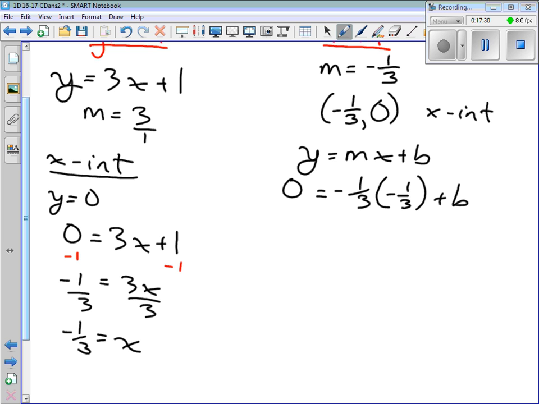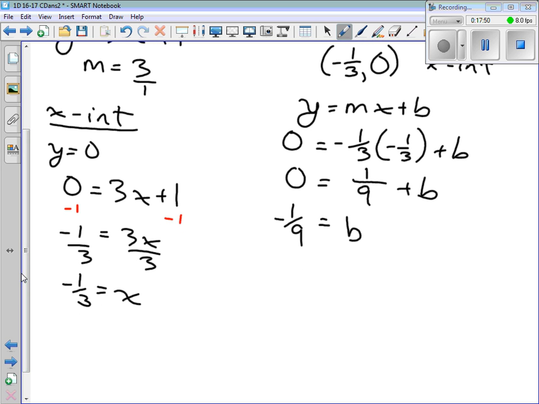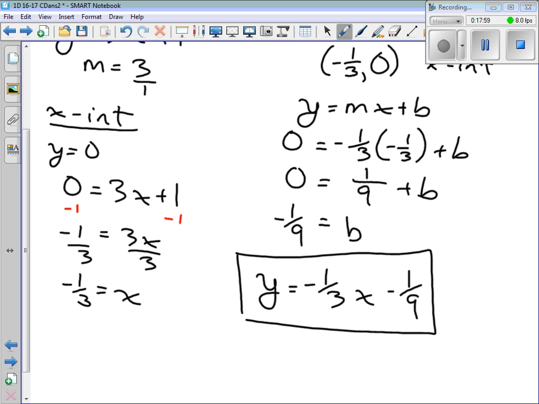So negative 1/3 times negative 1/3 is positive 1/9. Okay, so if 0 equals 1/9 plus b, I'm going to subtract 1/9 from both sides. That gives me b equals negative 1/9. And then we just put it all together. y equals negative 1/3 x minus 1/9. And we put a box around it because we're done. Okay.